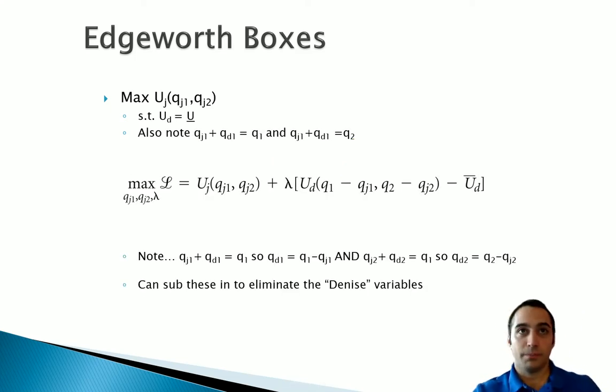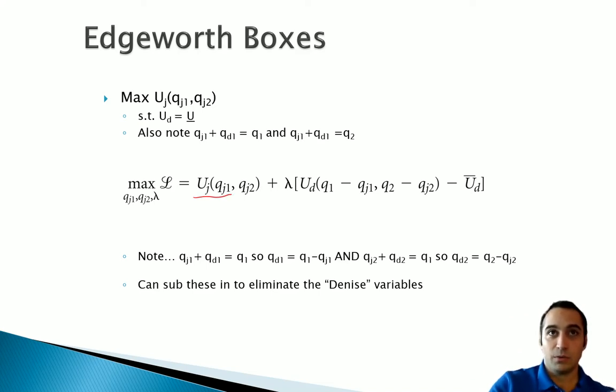So we're going to put this all together. We're saying we want to maximize Jane's utility subject to Denise, whose utility is a function of QD1, QD2, being at least some U bar. You'll note that I have rewritten Q1 for Denise as Q1 total minus QJ1, and I've written QD2 as Q2 minus QJ2. The reason we have rewritten QD1 as this and QD2 as this is because now we only have two variables, QJ1 and QJ2.